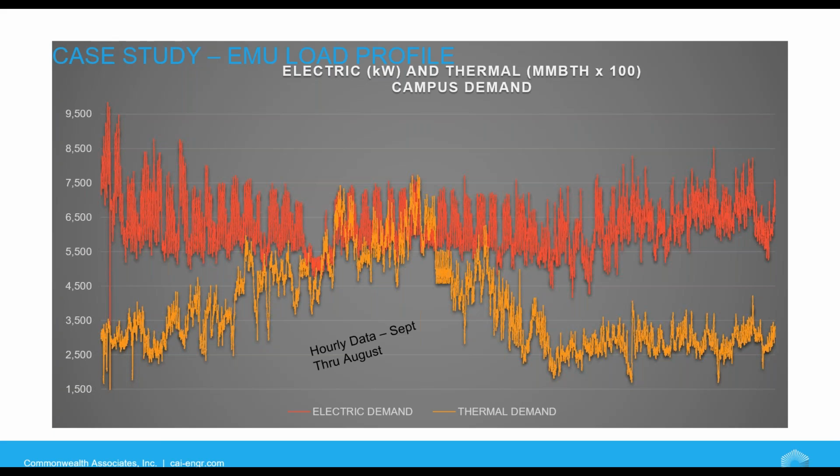Not surprisingly, the heating load is more varied thanks to our wonderful Michigan winters, with a floor in the August timeframe with students off campus and only minimal hot water needs, but peaking in the January to February timeframe when the coldest temperatures occur during the second semester.